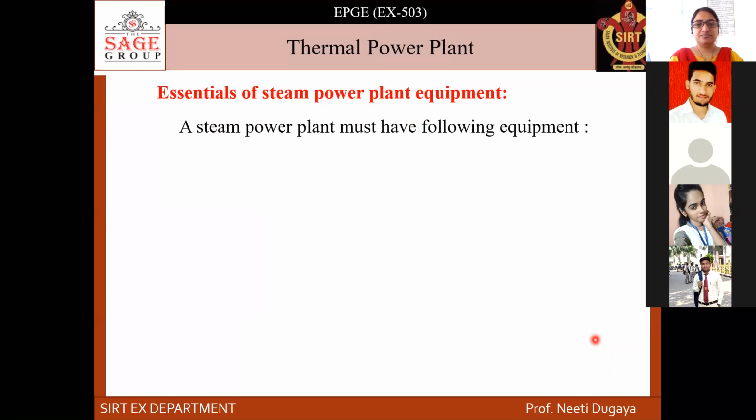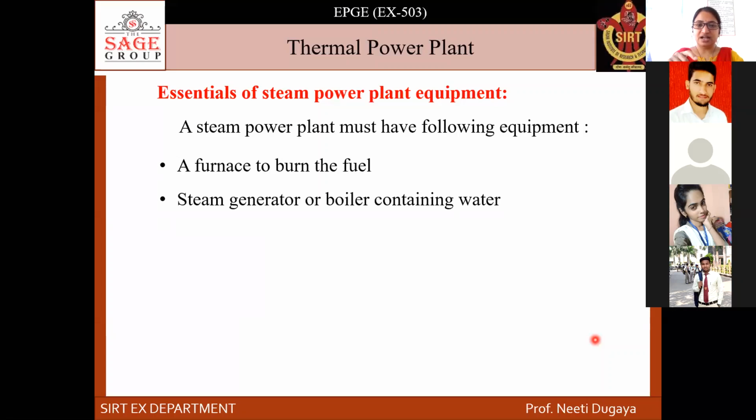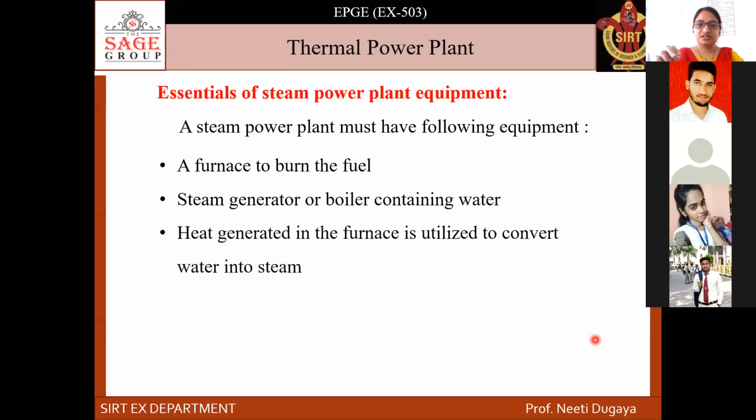A steam power plant must have the following essential equipment. Number one, the furnace to burn the fuel, right? In the furnace the coal is burned. Then the steam generator or boiler, which contains water. You must remember that boiler is also known as steam generator. Don't get confused, it is not alternator. This is steam generator because it generates the steam. Boiler is the second name of it.